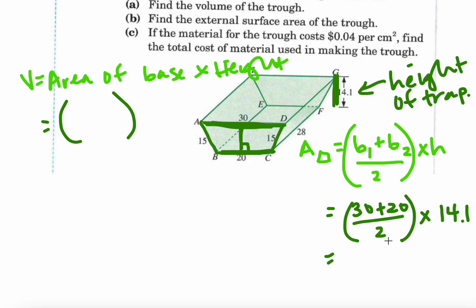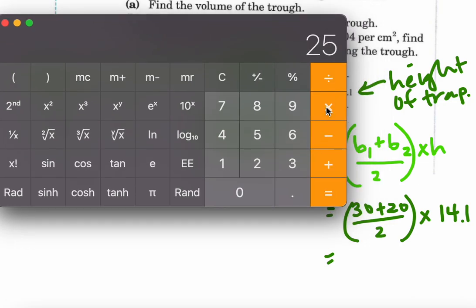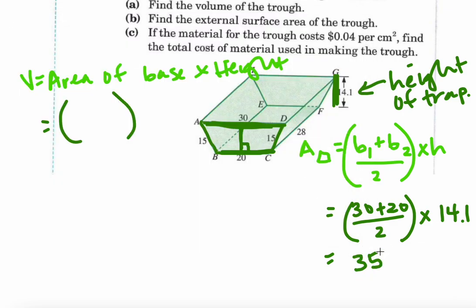Let's figure out this answer. So 30 plus 20 is 50. 50 divided by 2 is the average, which is 25. 25 times 14.1 is 352.5. That right there is the area of the base because it's the area of the trapezoid. The trapezoid is the base. We still have to take that answer and multiply by the height of the entire prism.